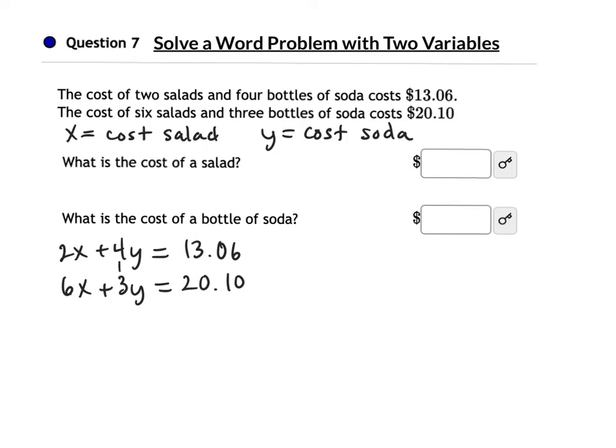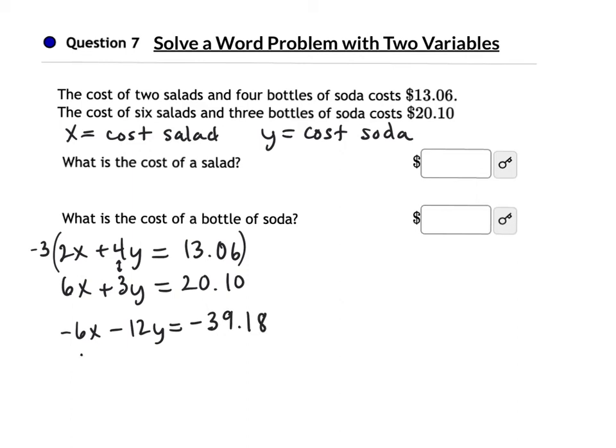Now I need a pair of opposites. 3 and 4 both divide into 12. I'd have to change both equations, multiply the top one by 3, the bottom one by 4, but I want opposites, so probably negative 4. Looks like the easiest way here is the x's. Notice the 6. I could make the 2 negative 6 if I multiplied it by negative 3. Get out the old calculator, multiply everything by negative 3 in that top equation. We get negative 6x, negative 12y, and negative 39.18.